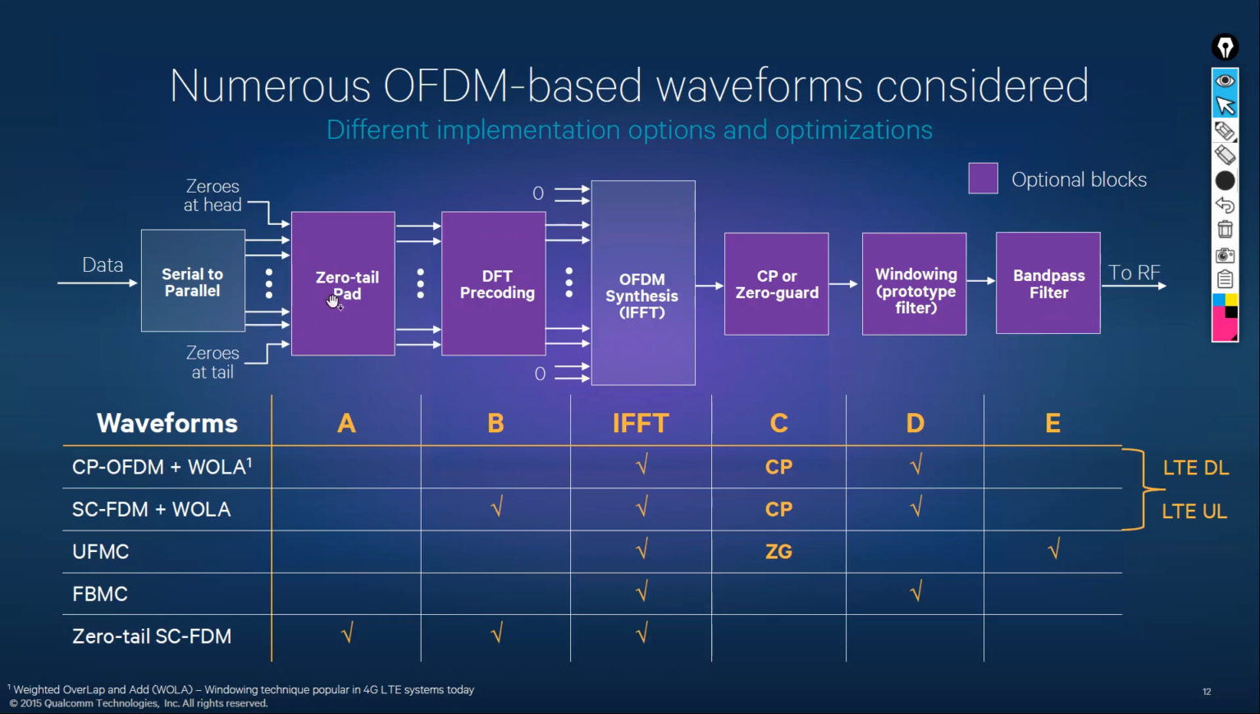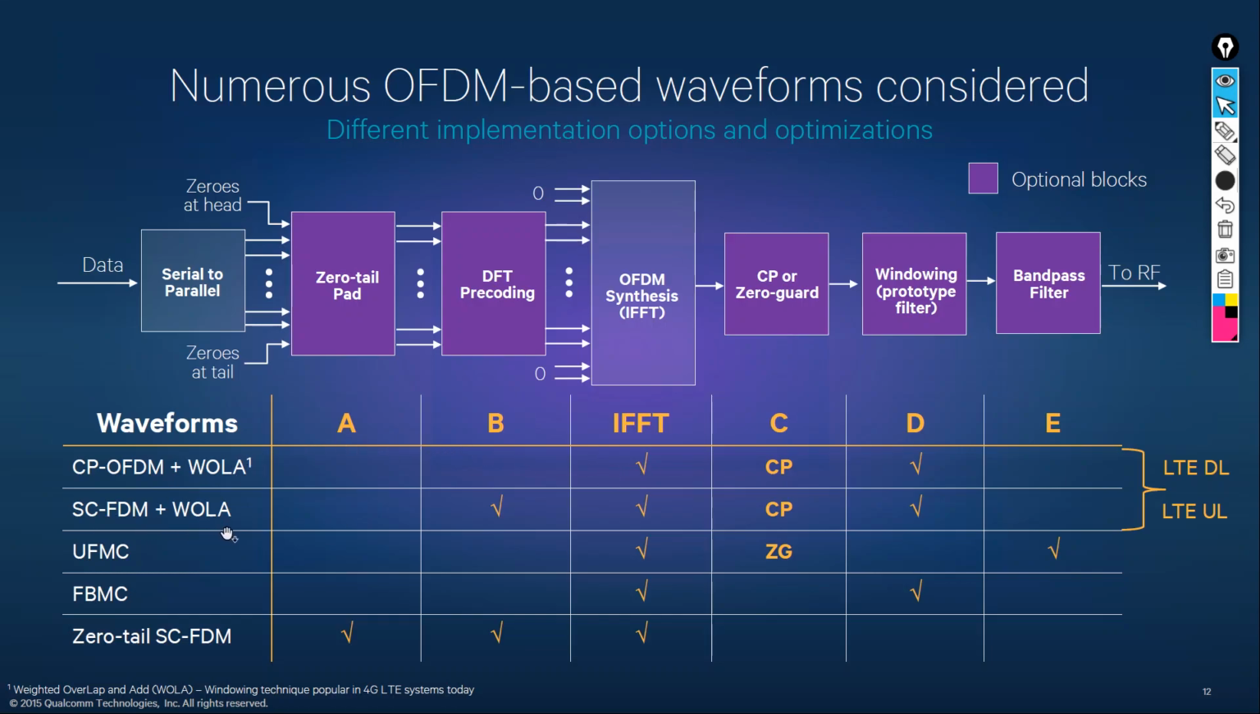CP-OFDM, does it use this block, zero tail? Putting zeros at the edges? In OFDM we don't use it. That's why we don't put any sign here. Do we use DFT precoding? In CP-OFDM we don't. Do we use IFFT? Yes, of course we use it. Do we use CP? Yes, here CP. Do we use windowing? We do. Do we use a band pass filter? We don't. This is basically CP-OFDM.